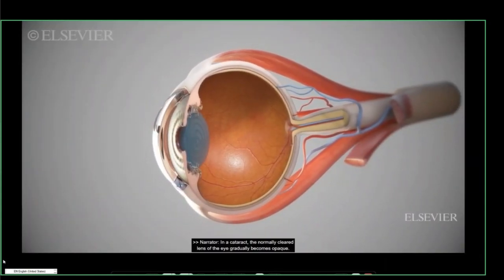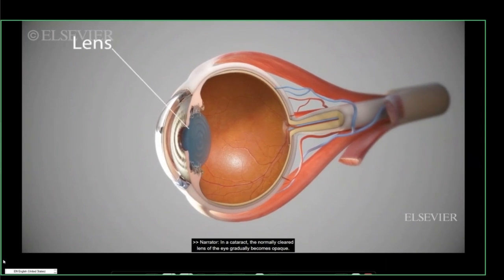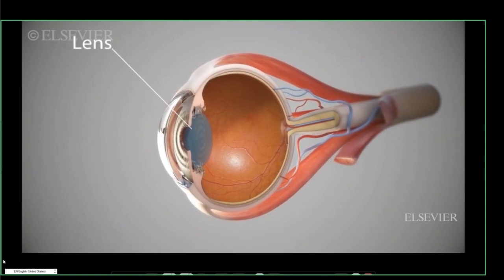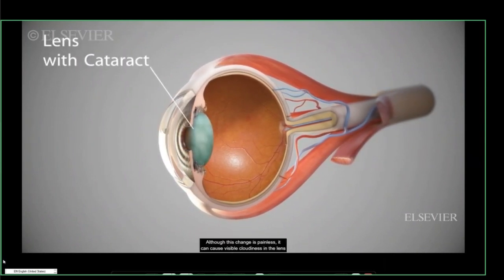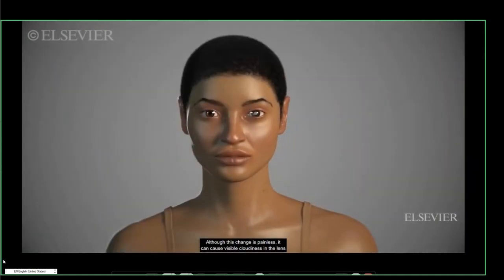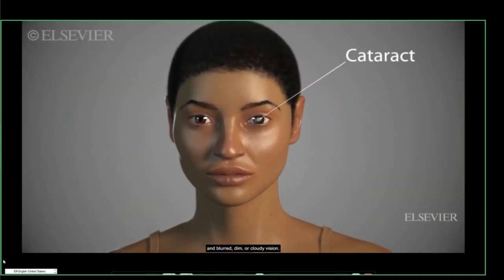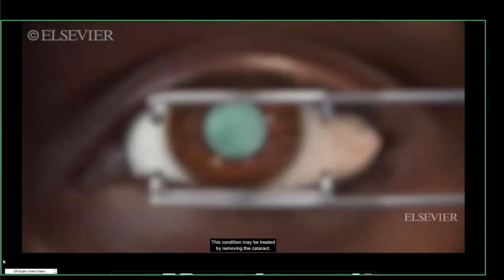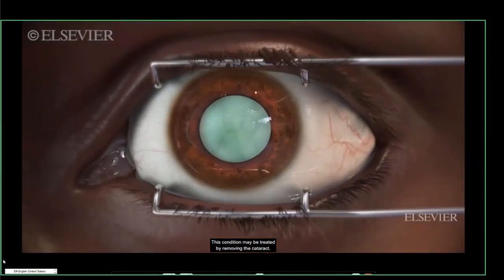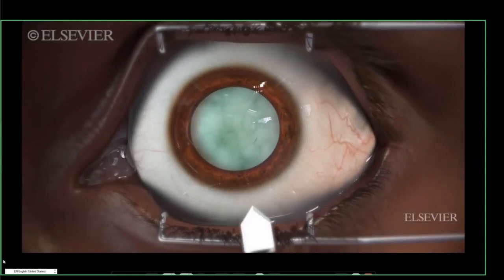In a cataract, the normally clear lens of the eye gradually becomes opaque. Although this change is painless, it can cause visible cloudiness in the lens and blurred, dim, or cloudy vision. This condition may be treated by removing the cataract.